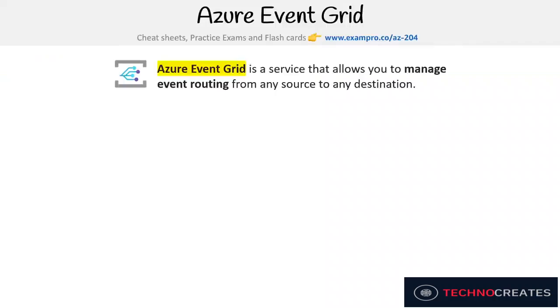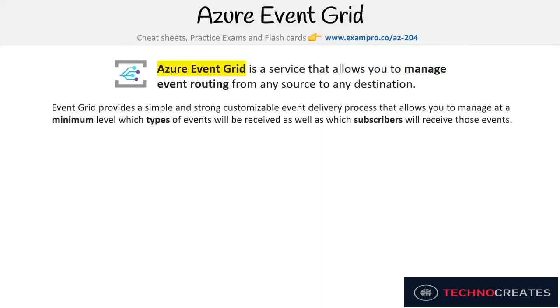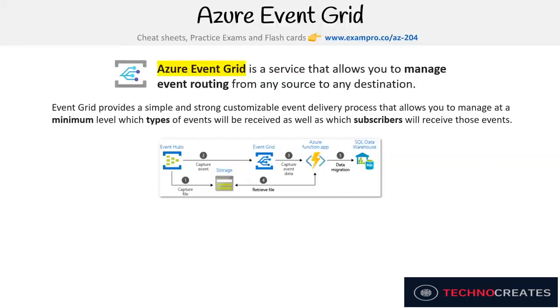Hey, this is Andrew Brown from Exam Pro, and we are taking a look at Azure Event Grid, which is a service that allows you to manage event routing from any source to any destination. Event Grid provides a simple and strongly customizable event delivery process that allows you to manage, at a minimum level, which types of events will be received as well as which subscribers will receive those events. Here is an example graphic. You can see Event Grid sitting in the middle, where events are being captured and managed, and it's routing to other places.